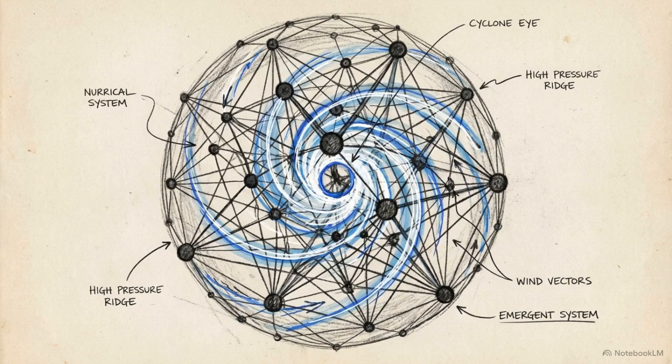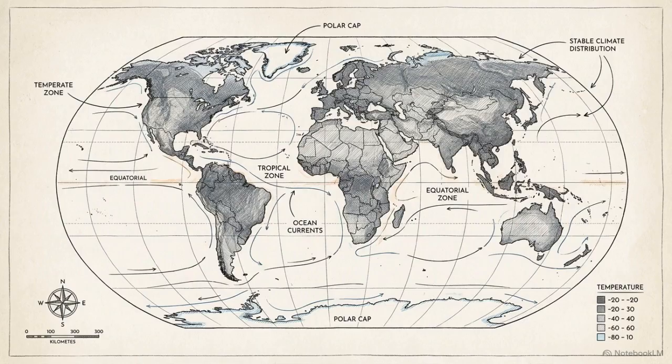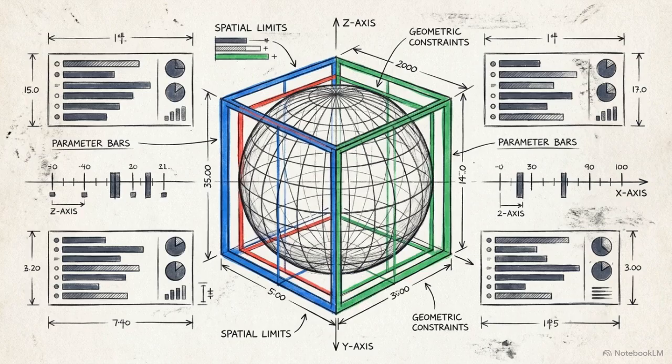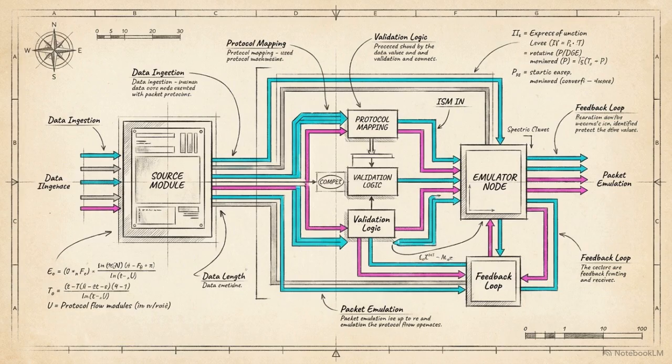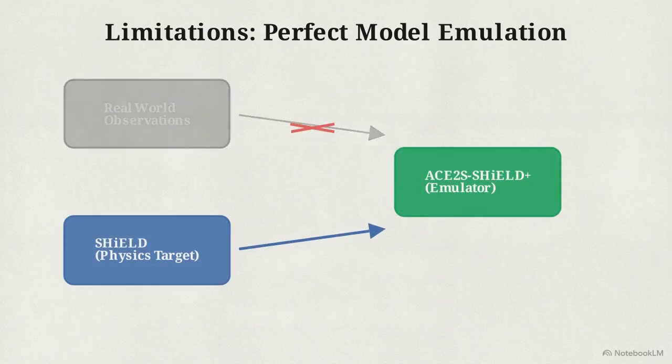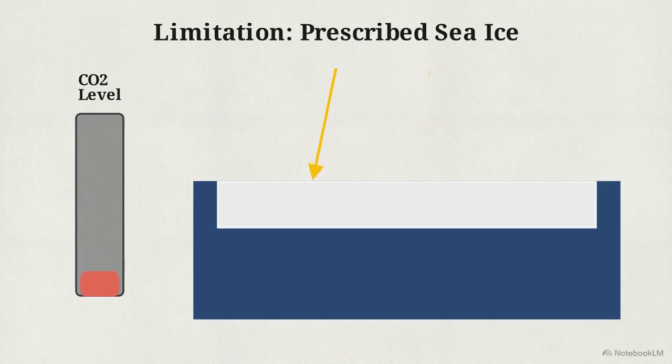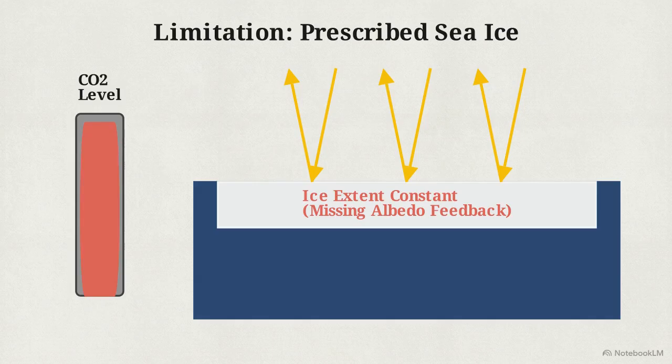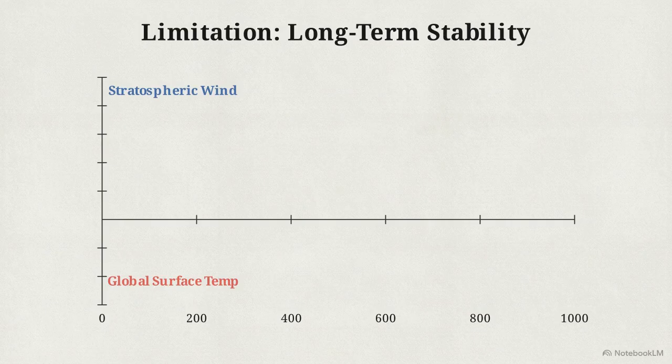fully decorrelated. While this approach resolves the entanglement problem, evaluating the boundary conditions and limitations of this framework is necessary. First, this system operates entirely within a perfect model emulation framework. Because it is trained specifically to emulate the physics-based SHIELD model, it inherently inherits all of SHIELD's biases. It does not map perfectly to raw observational reality. Second, this configuration relies on prescribed, annually repeating sea ice data. Prescribing the sea ice suppresses vital long-term albedo climate feedbacks that would normally occur under increasing CO2 concentrations.